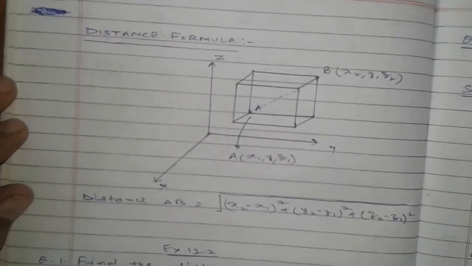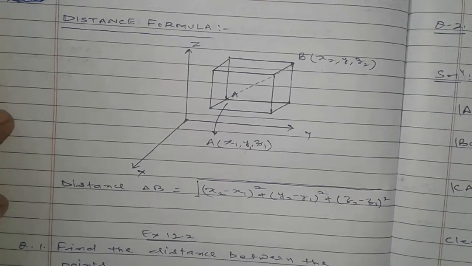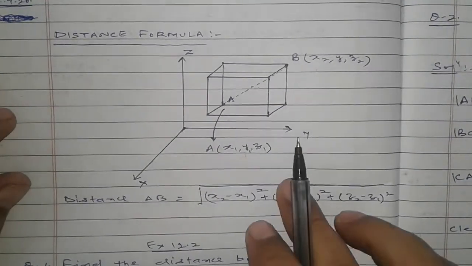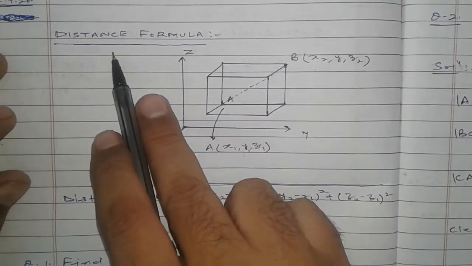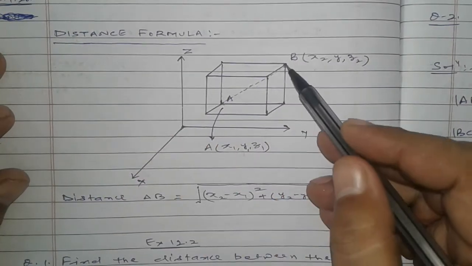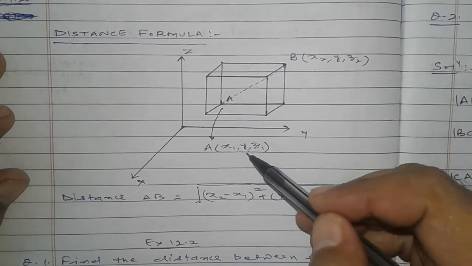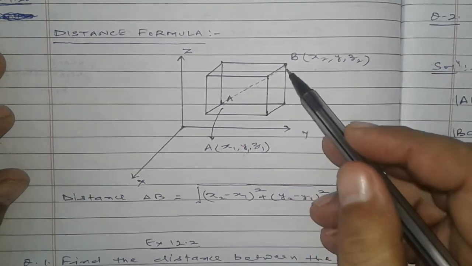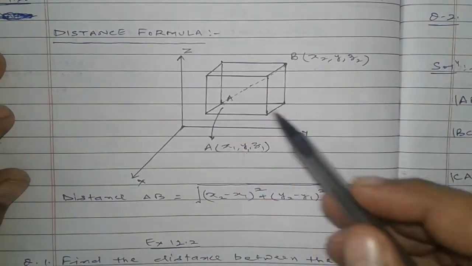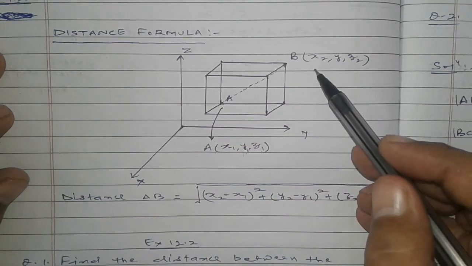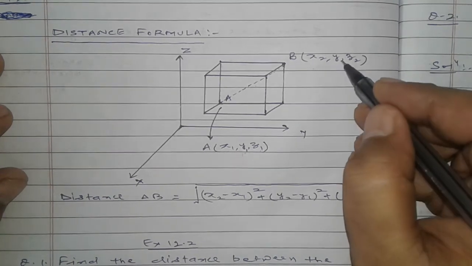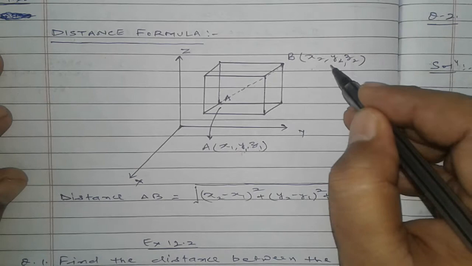Now we have a quick review, the distance formula, with the continuation of that video, video 1. Distance formula: we are given two points A and B with coordinates x, y and z. These points are in space, so we consider the x, y and z axes. Coordinates of point B are x2, y2, z2.